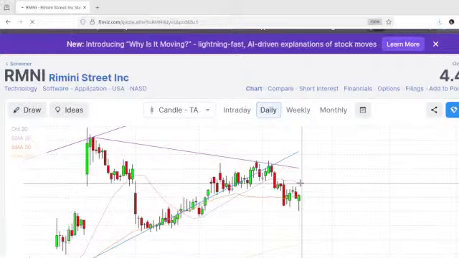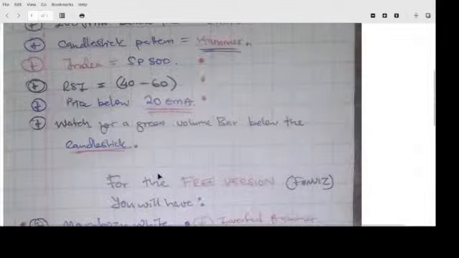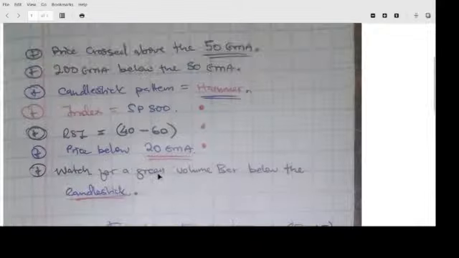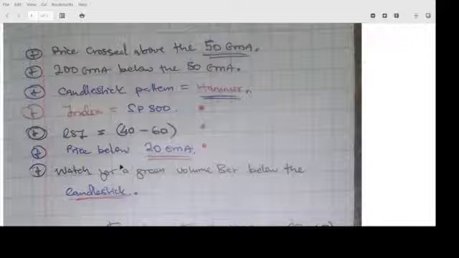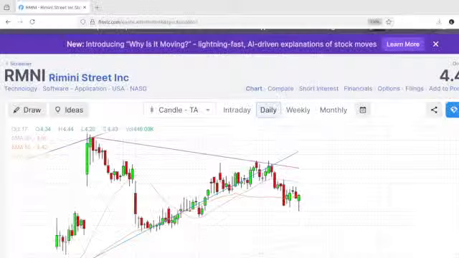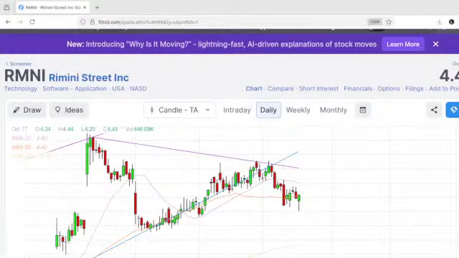Where is that? Like what we said here, it should be below the 20-day moving average. So that's what we have here. You can kind of see it here as well.